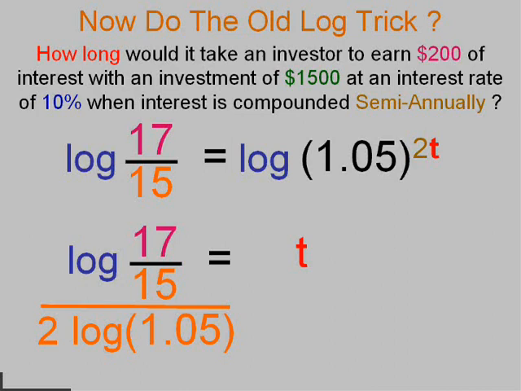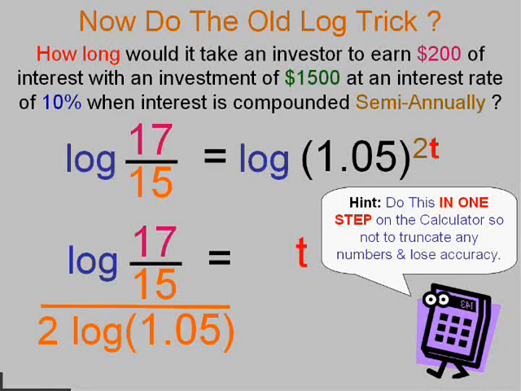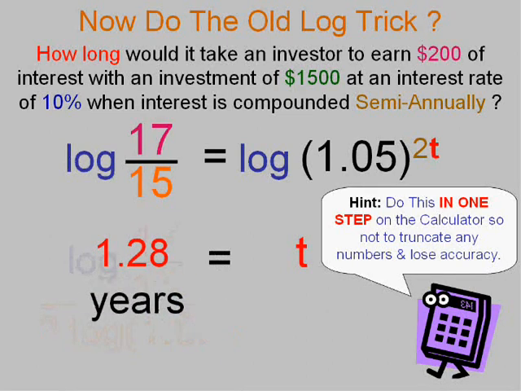Now I've purposely not done any calculations on the left in all that nightmare, because what I want you to get used to, if you're going to use your calculator, is that every time you hit enter on your calculator, it gives you an estimate. So if you have to hit enter 4 times, you're going to be off, well, 4 times as much. So we want to try and do our calculations by only hitting enter once. So let's try and do this in one step on the calculator, so as not to truncate or lose accuracy in the calculator. And the answer you get is 1.28 years.